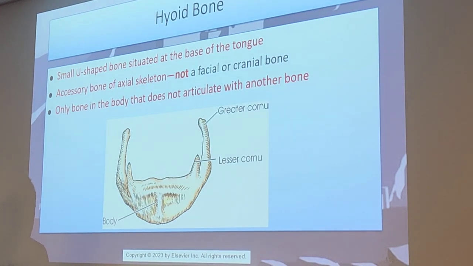There's no symphysis on the hyoid bone? There is not. It seems like there's a ridge right in the middle. Yeah, that's just all body.